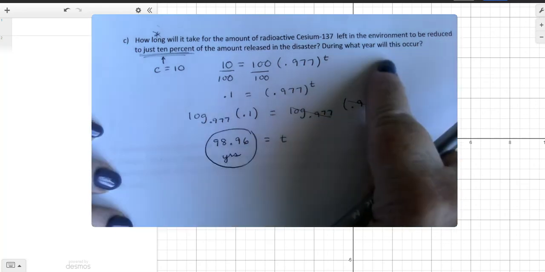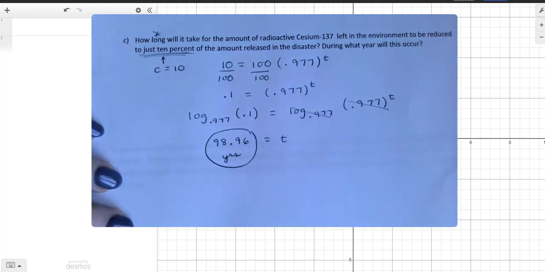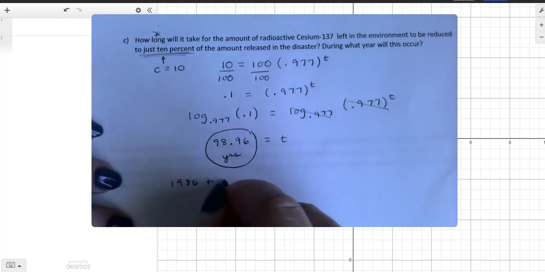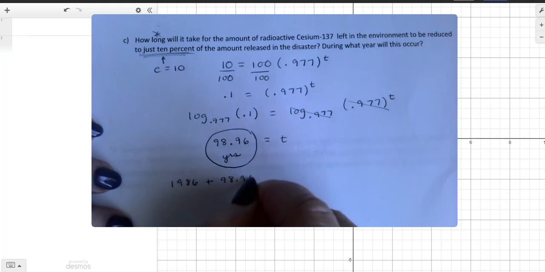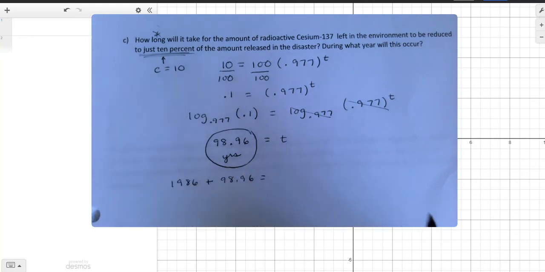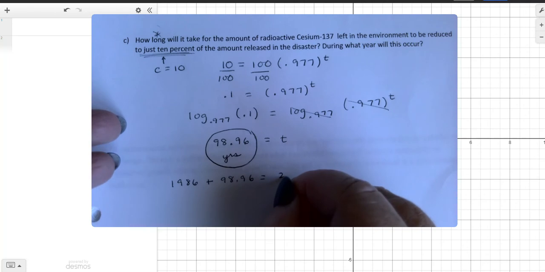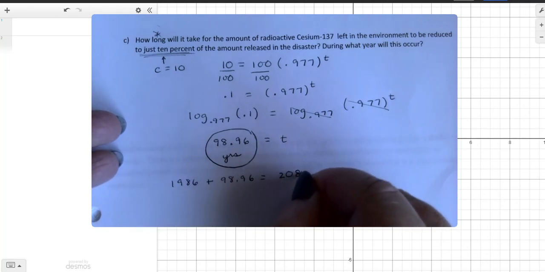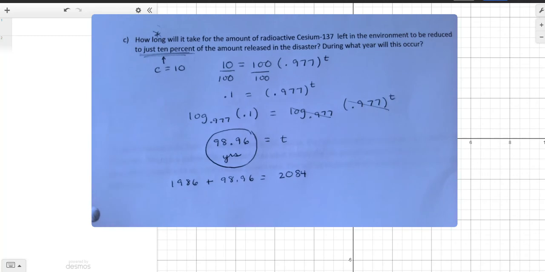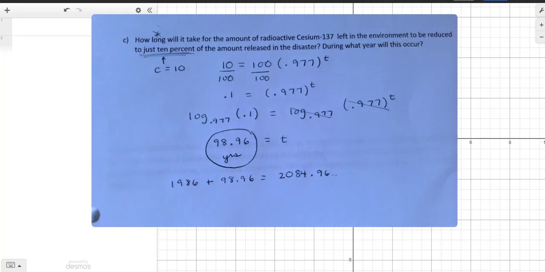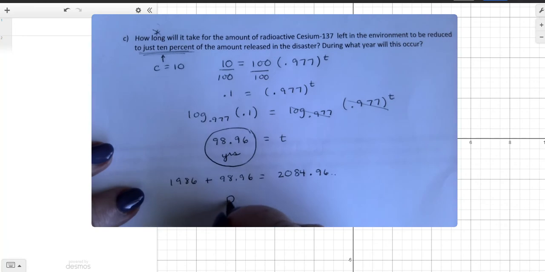And then the second question was, during what year will this occur? Well, remember, we started in 1986. So if we add that t value, what would we get? Let's see, we get the year 2084. Technically 0.96 or whatever, but it's the very tail end, but we're still during the year 2084.